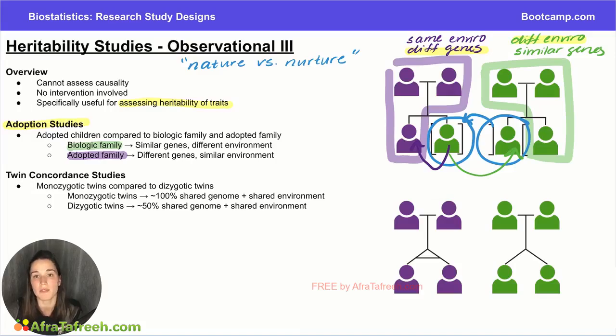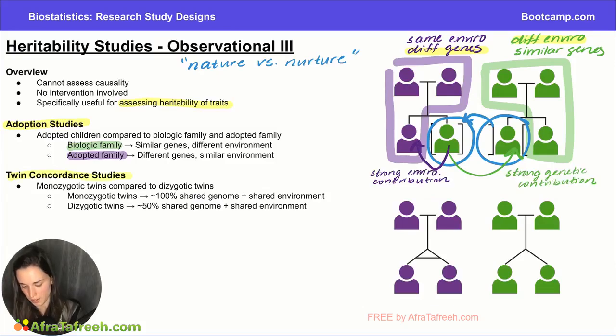A famous example of this type of study helped establish that schizophrenia is a disease with a strong genetic component, when researchers found that children with a family history of schizophrenia were just as likely to develop the disease whether they were raised by their biologic or adopted families.